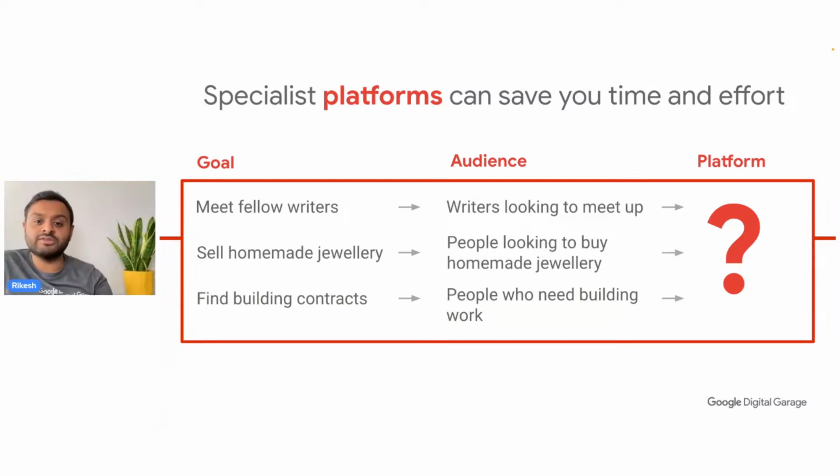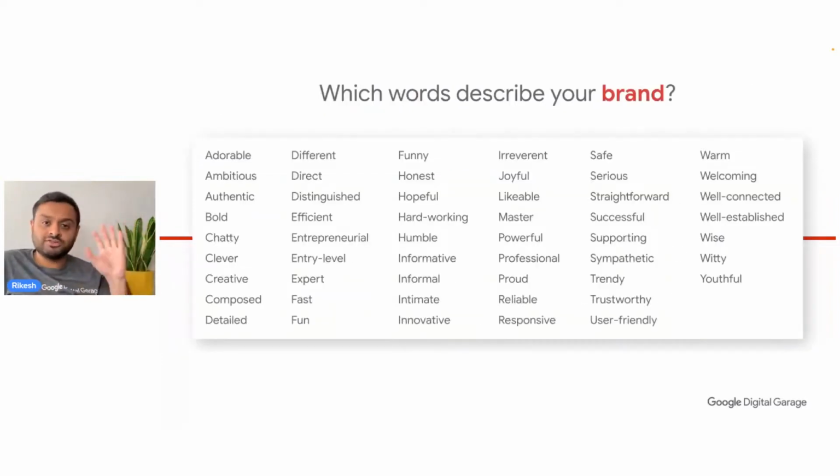So that's a few things to be aware of. Now, something I spoke about earlier on, especially when I spoke about Oprah and George Clooney, is we want to think about what kind of words describe our brand. So you can see some examples here on screen.